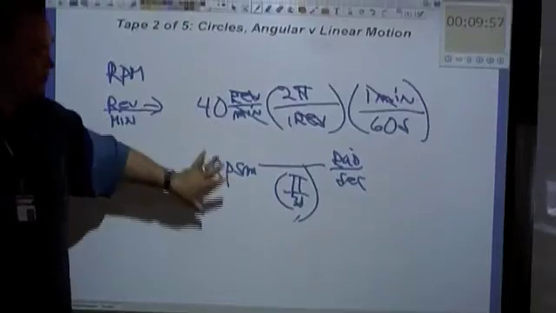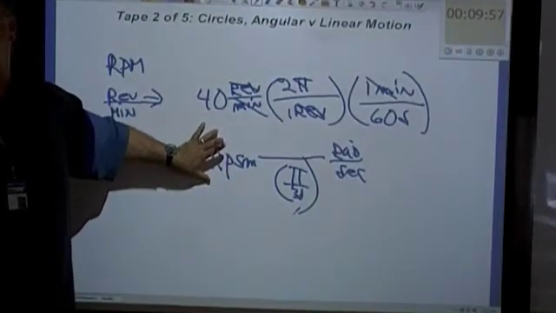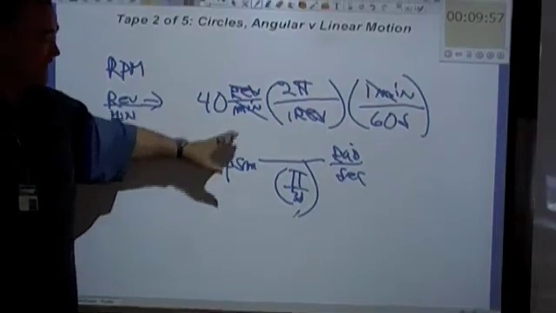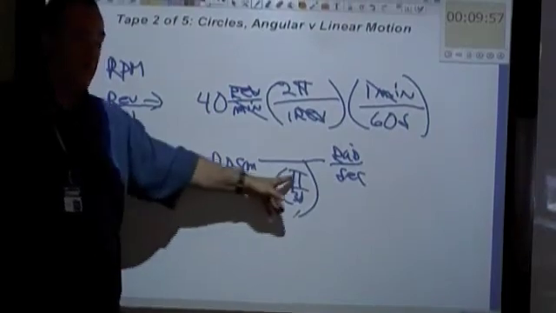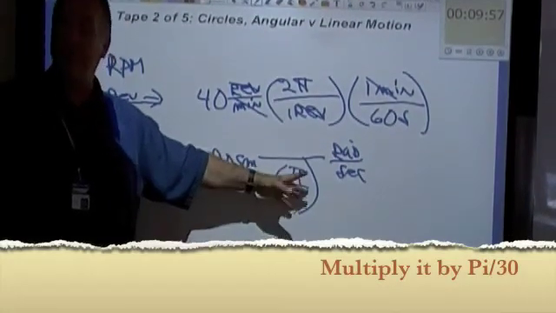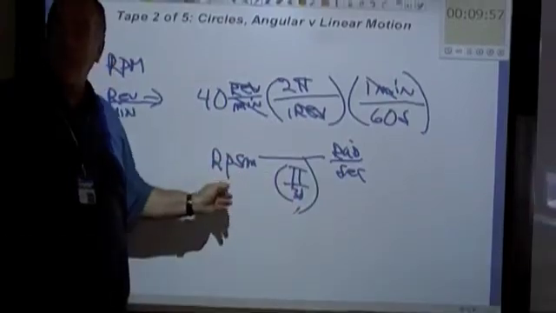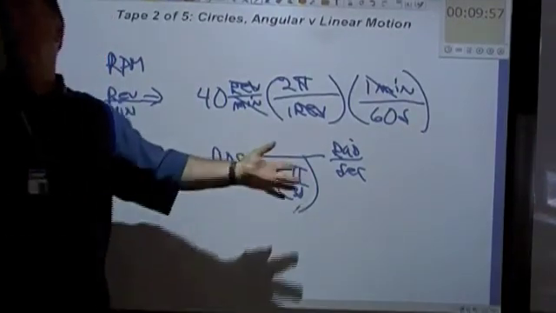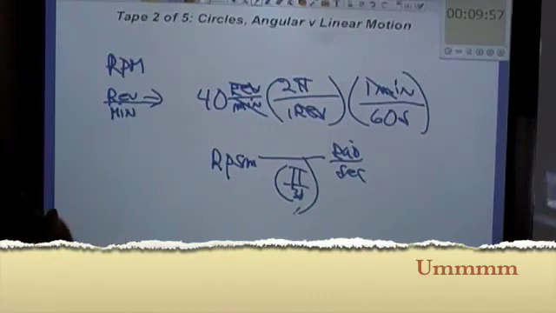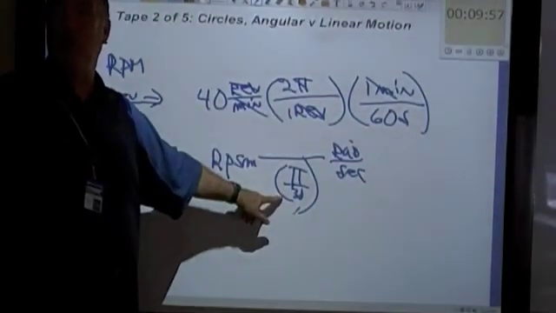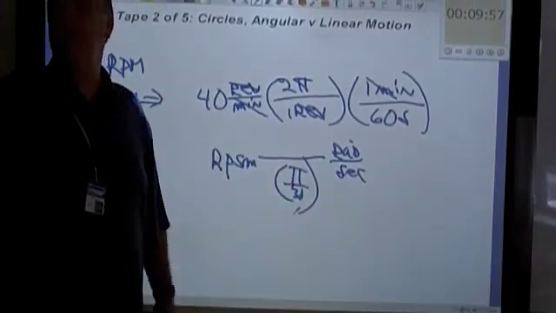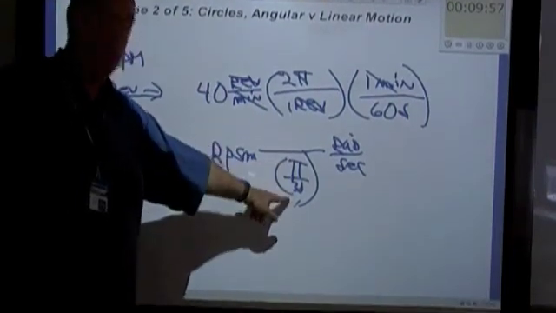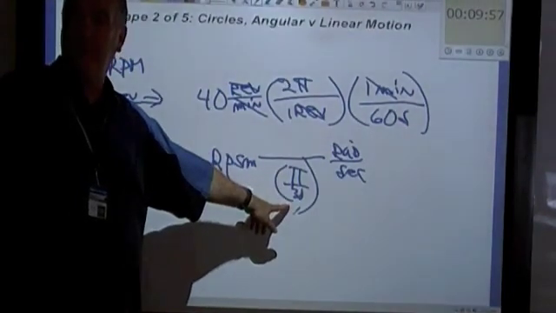Does that make sense? Almost all problems start with RPMs. You got to get rid of it and get into radians per second. On the AP test, you're not going to have a lot of time to do this. It'd be nice to know, just multiply it by pi over 30. Well, pi is 3.14, so a rough estimate would be to multiply it by just about 1 over 10, 0.1. So if I give you 40 RPMs, it's like 4 radians per second. So that's a quick and dirty for a timed test.